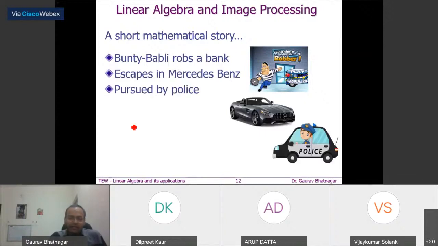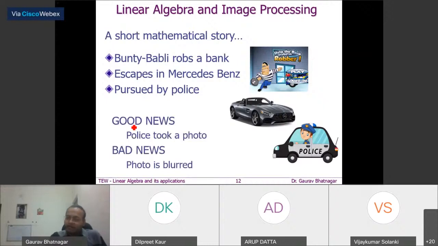Now, since it's a case of robbery, the police come into the picture, and the whole case is pursued by the police. Then, after the pursuit by the police, we are going to have two news items, one good news and one bad news. The good news says that the police took a photograph of the vehicle in which Bunty and Bubbly are escaping. So they have the photograph of the number plate of this car.